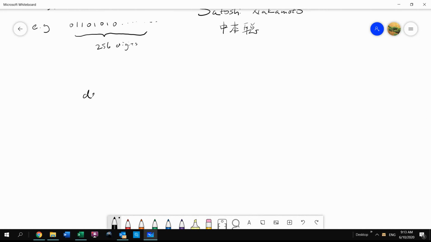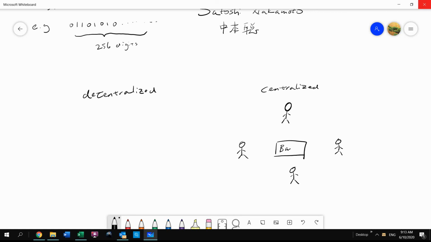So what is a decentralized system? In order to understand a decentralized system, we should know what a centralized system is. In a centralized system, everybody goes to the bank to deposit and withdraw money. Let's say there are 4 people in a society, and in this society there is just one bank serving as a hub of all this money flow. So everybody just deposits money to the bank and withdraws money from the bank.